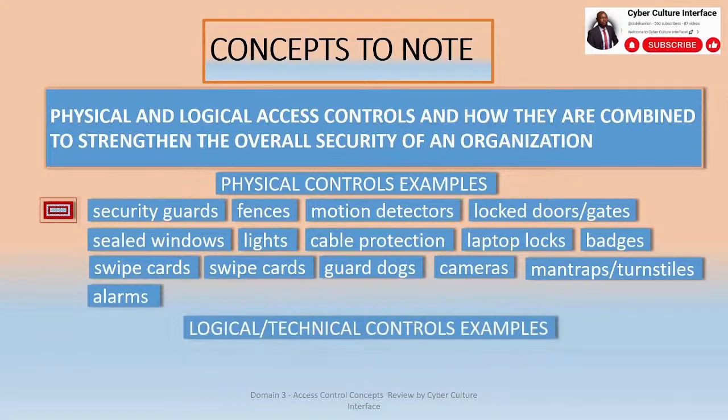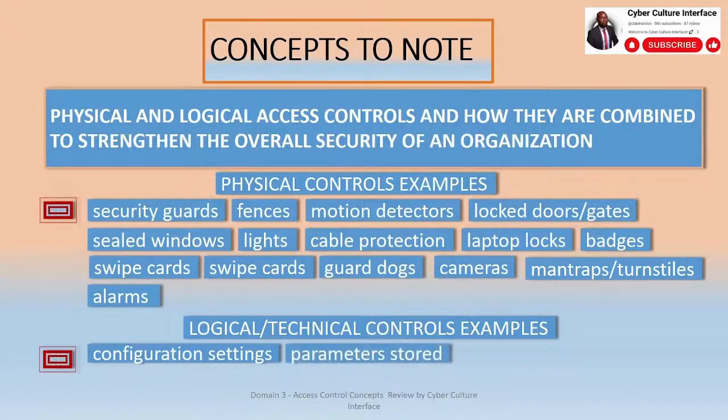Then logical or technical controls. Examples are configuration settings, when you set the configuration of a system or a device, for instance, not to allow certain operations to be carried out. These are technical controls. Or parameters stored on a device. These are hardware settings, when you set the settings of a hardware to perform certain functions. These are all logical and technical controls.